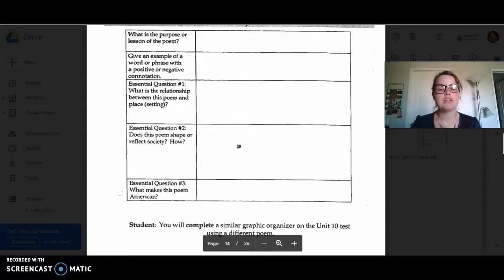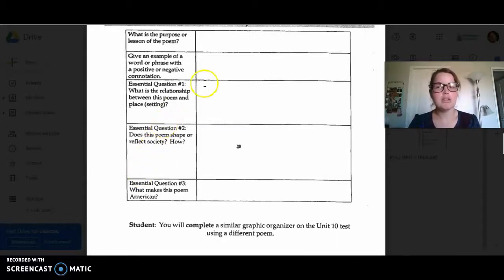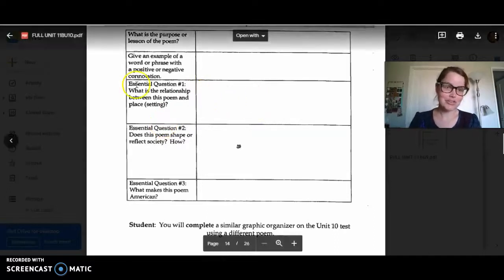And then, does this poem shape or reflect society? If so, how? And then what makes this poem American? So that's what you need to do for performance task 1 of English 11B, Unit 10. If you have any questions, let me know.